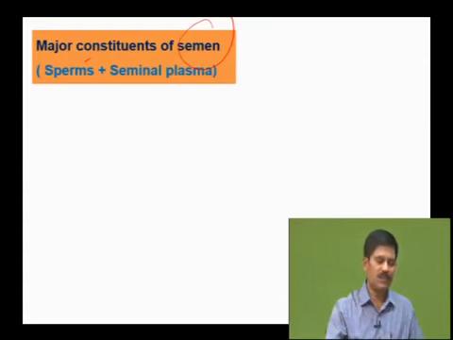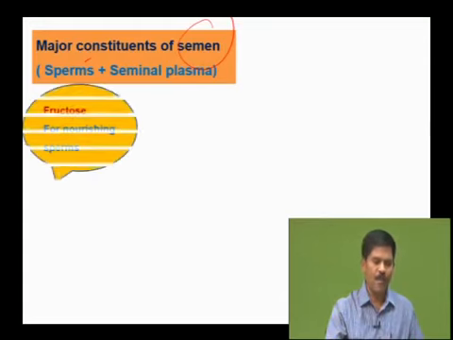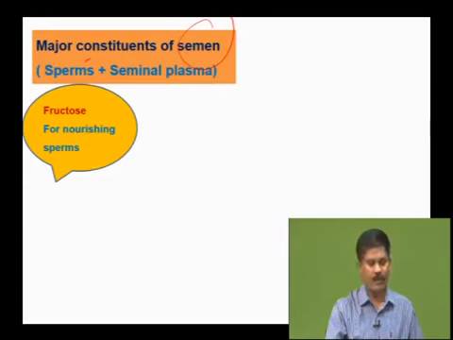What is the composition of the seminal plasma or semen? Semen is rich in fructose for nourishing sperms. It is rich in fibrinogen, a clotting factor for forming coagulum inside the vagina. We know that when sperms are released into the vagina, the semen clots like blood. This is known as coagulum. Formation of coagulum requires this fibrinogen.